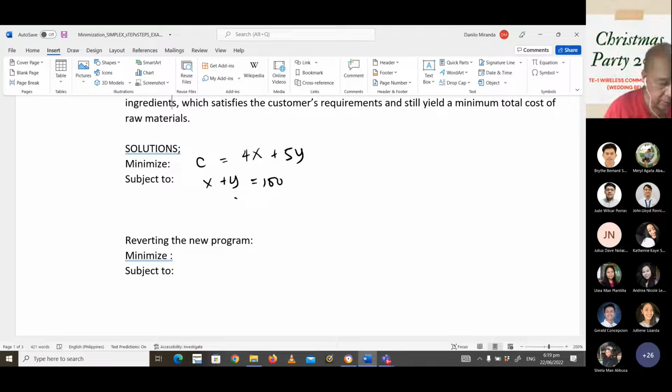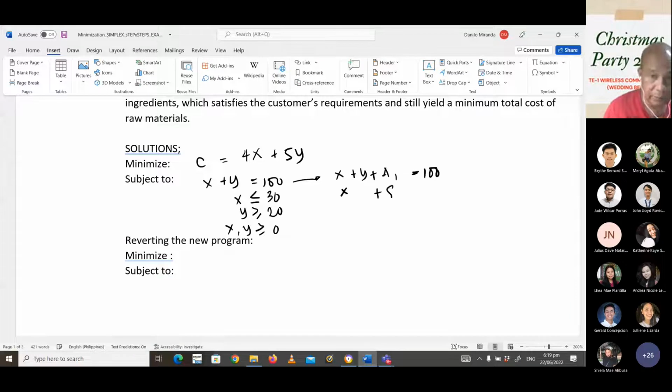And then x is less than or equal to 30. Then we have y is greater than or equal to 20. And then for a positive value, we have as well x and y are greater than or equal to 0. So convert this one. So we have x plus y plus a1 equal to 100. And then x plus s1 this time is equal to 30. And then y minus s2 plus a2 is equal to 20.